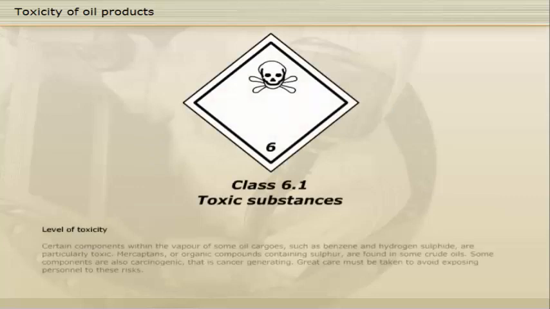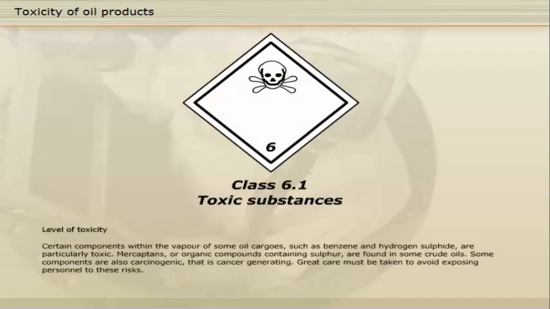Certain components within the vapor of some oil cargoes, such as benzene and hydrogen sulfide, are particularly toxic. Mercaptans, or organic compounds containing sulfur, are found in some crude oils. Some components are also carcinogenic, that is, cancer-generating. Great care must be taken to avoid exposing personnel to these risks.